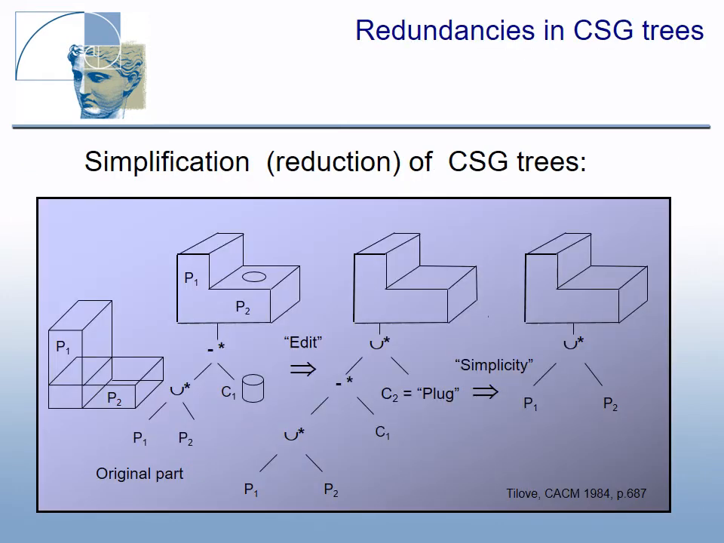Let us suppose that in the process of modeling, first an L-shape was created by union of two blocks and a vertical hole in one of them. Later, a plug is added to the model, and union is made with it. The resulting object has no hole, but the CSG tree has both, the hole and the plug. It can be simplified as shown at the right by removing the hole and the plug subtrees from the tree.